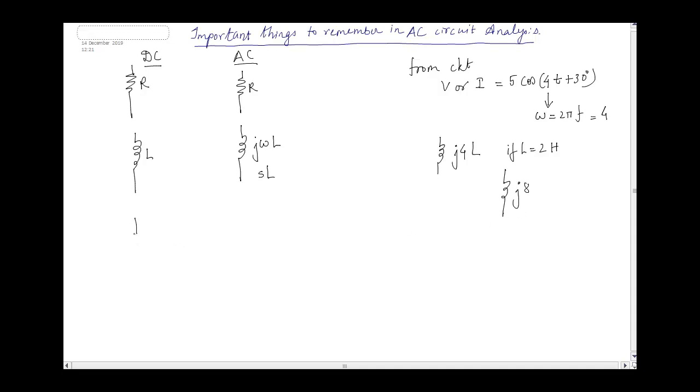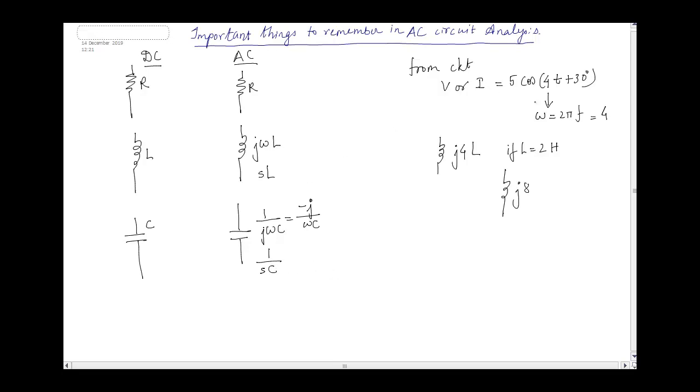Similarly, coming to capacitor, from DC, when we are going towards AC, generally in DC it won't work, but I'm saying if it goes from DC to AC, I will write it as 1 by J omega C, where J I can take it to the numerator by multiplying and dividing by J, which will actually result in minus J divided by omega C. Or you can even write in Laplace, for the case of Laplace, you can write it as 1 by SC.